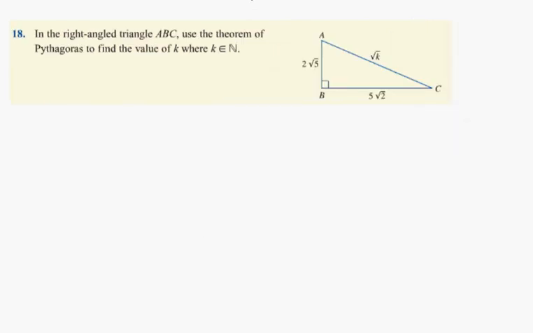I was hoping for a question without k, but that didn't happen. Now, in the right angle triangle ABC, use the theorem of Pythagoras to find the value of k, where k is an element of N. Here we go, guys. What's Pythagoras' theorem? Can anybody tell me?